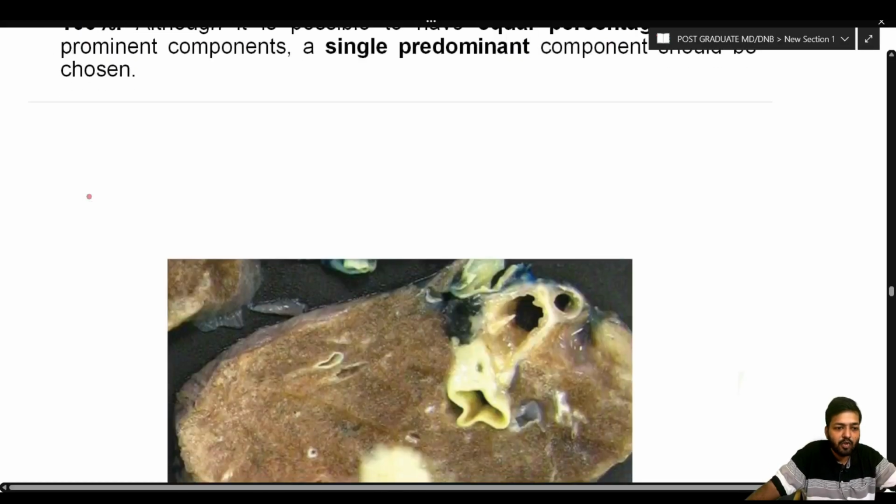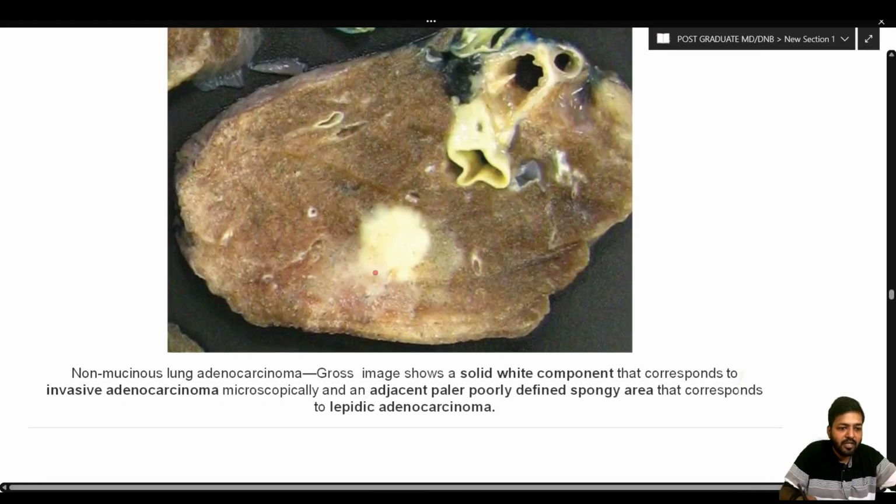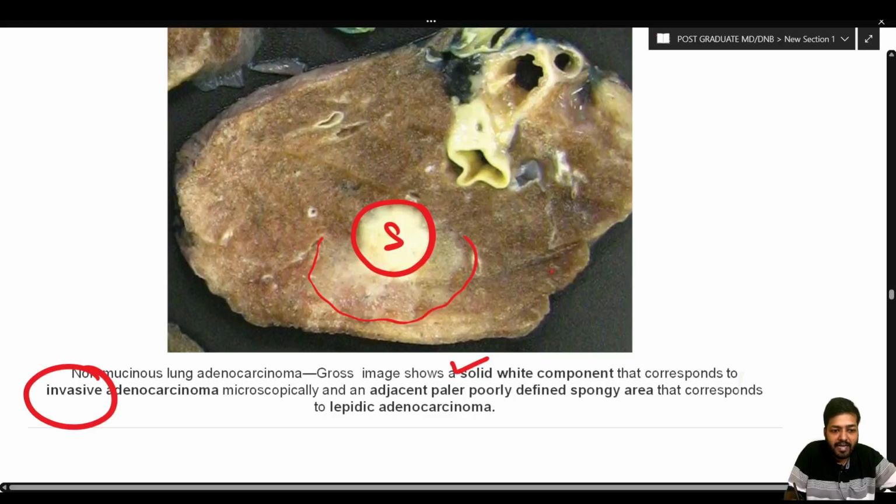So, just let me show you. Okay, so this, if you can appreciate, is the gross image. You can appreciate a very well-defined solid nodule over here, which is presenting the invasive component. The gross image is showing a solid white component corresponding to the invasive component of the adenocarcinoma, as well as the adjacent, less well, poorly defined area. This corresponds to the lipidic component. Lipidic is that component which is growing along the alveolar walls, as we have seen in the previous lecture.